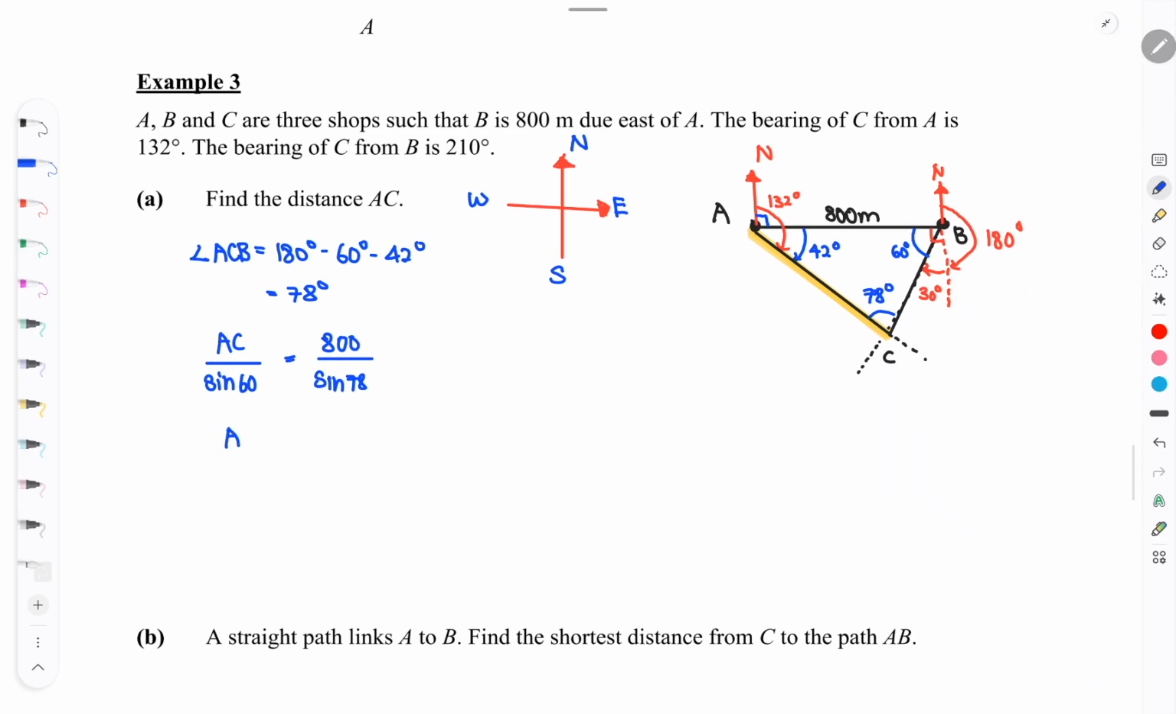Okay, when I bring my sine 60 over, it will be 800 sine 60 over sine 78. Okay, when I type this into the calculator, it gives me 708.298, and then I round off to 708 meters. This is 3 SF.